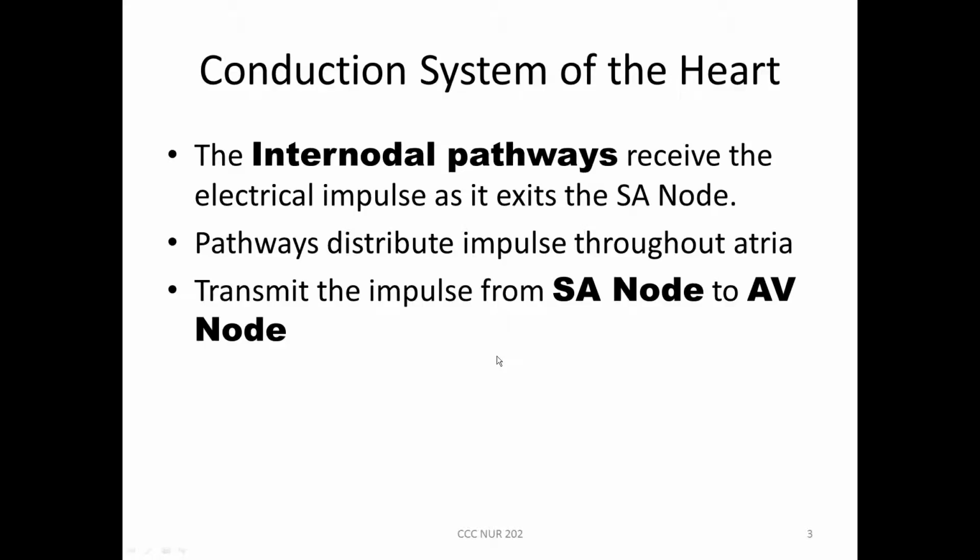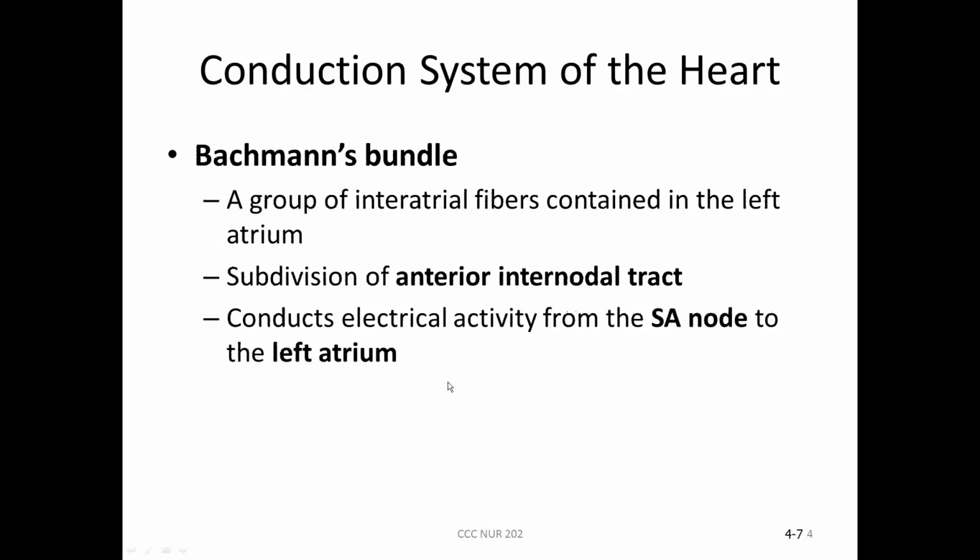Then there's the internodal pathways. The internodal pathways receive the electrical impulse from the SA node as it exits. Then it transmits that pulse from the SA node to the AV node. Bachmann's bundle is a group of interatrial fibers contained in the left atrium. It's a subdivision of those anterior internodal tracts. So it conducts the electrical activity from the SA node to the left atrium.